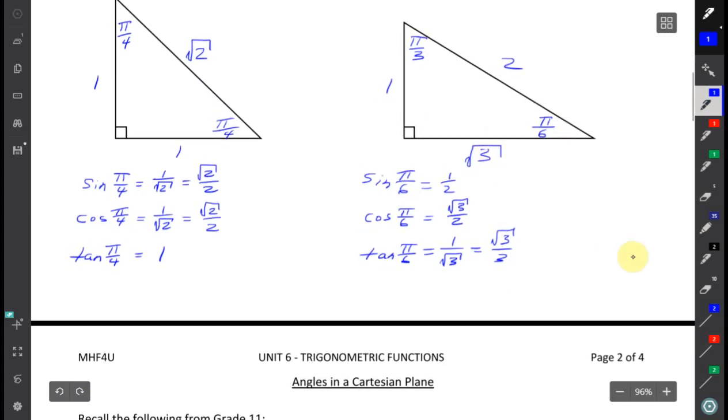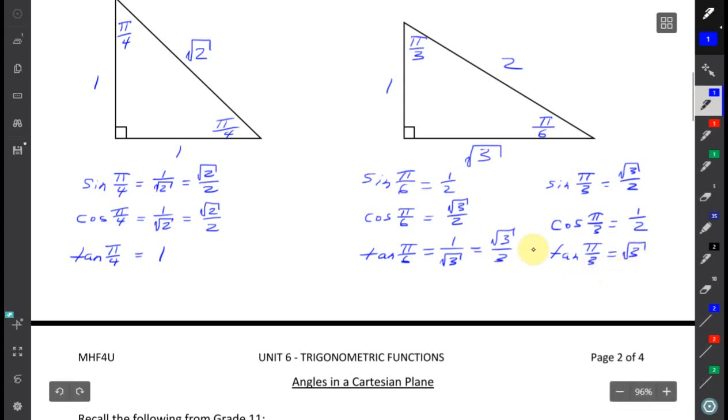And finally, looking at pi by 3, the sine of pi by 3 is equal to the opposite over the hypotenuse, which is root 3 over 2. The cos of pi by 3 is equal to the adjacent over the hypotenuse, which is 1 over 2, or 1/2. And then tan of pi by 3 is equal to the opposite over the adjacent, which is root 3 over 1, or simply root 3.